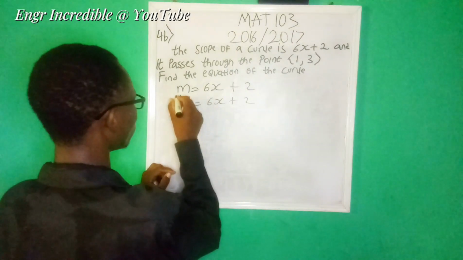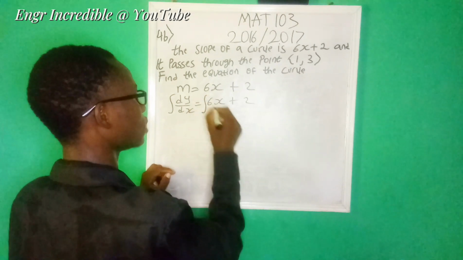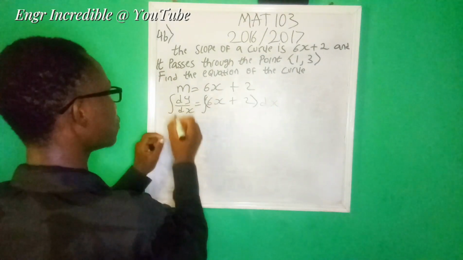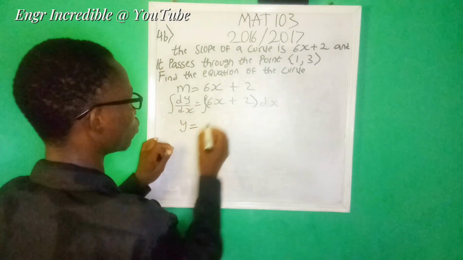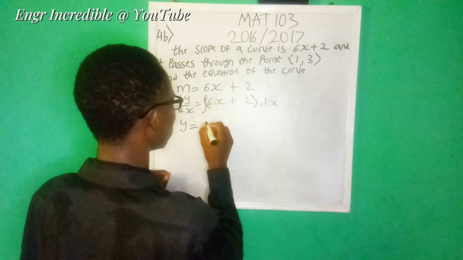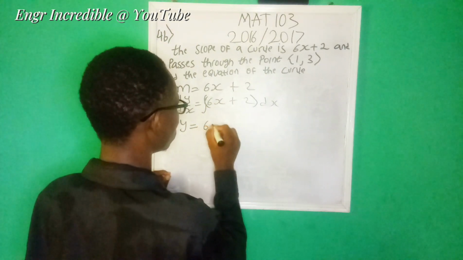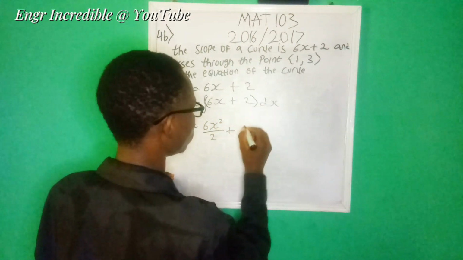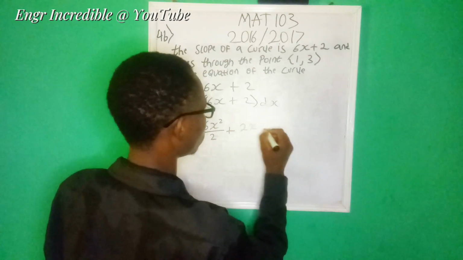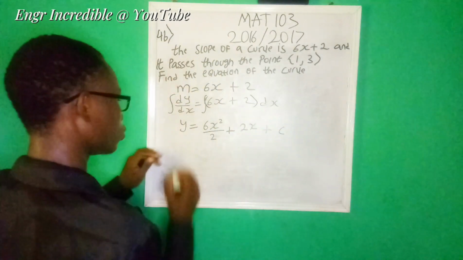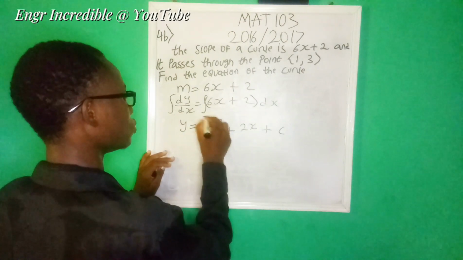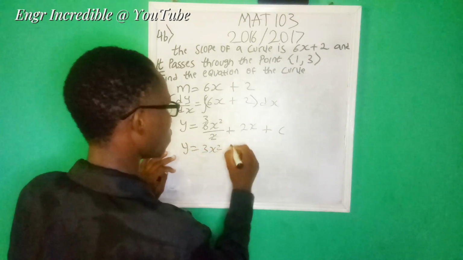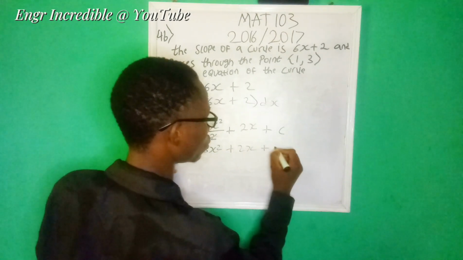So we integrate, and we put our integral sign here with respect to x. When we integrate this, we have y is equal to the integration of this, 6x squared all over 2, plus the integration of this, we have 2x, then plus c. So the 2 here goes into 6, remaining 3. That means our y is equal to 3x squared plus 2x plus c.